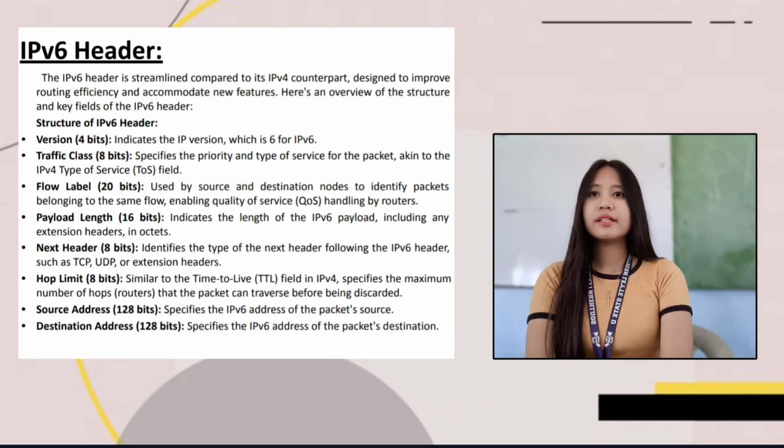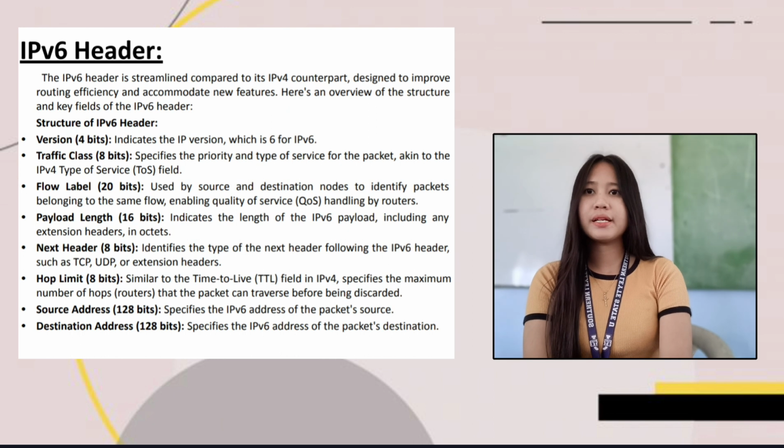IPv6 header. The IPv6 header is streamlined compared to its IPv4 counterpart, designed to improve routing efficiency and accommodate new features. Here is an overview of the structure and key fields of the IPv6 header. Structure of IPv6 header: version 4 bits, traffic class 8 bits, flow label 20 bits, payload length 16 bits, next header 8 bits, hop limit 8 bits, source address 128 bits, destination address 128 bits.